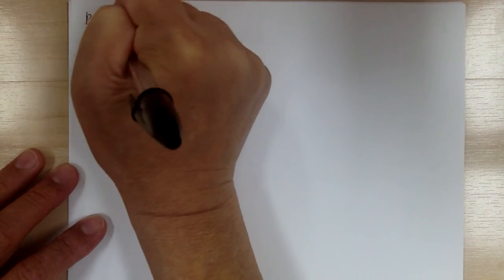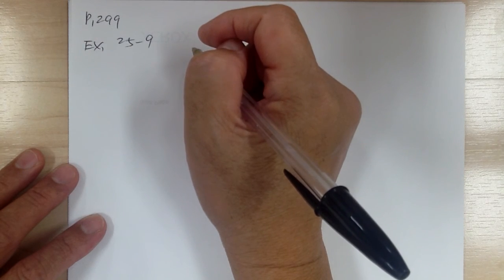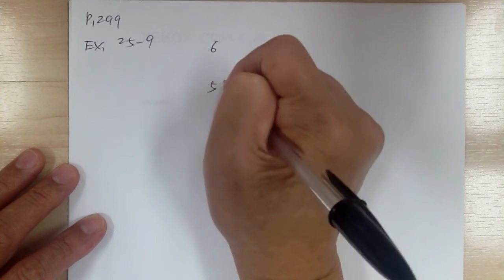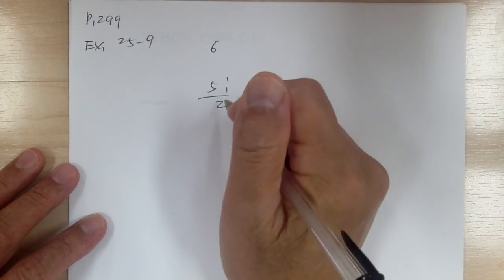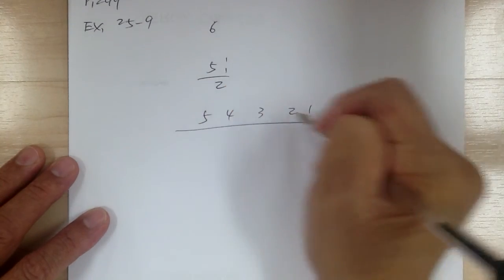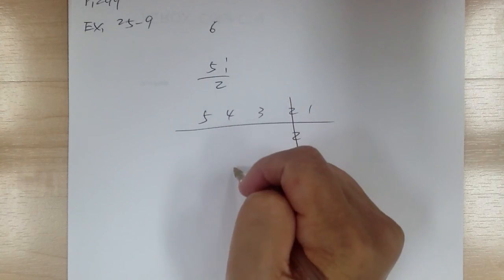So let's do an example. Let's go to page 299 and example 25-9. How many ways can 6 different keys be arranged on a keychain? So there are 6 keys, so it'd be 5 factorial divided by 2. 5 factorial is 5, 4, 3, 2, 1 over 2. So the 2 cancels out, and the answer would be 60.